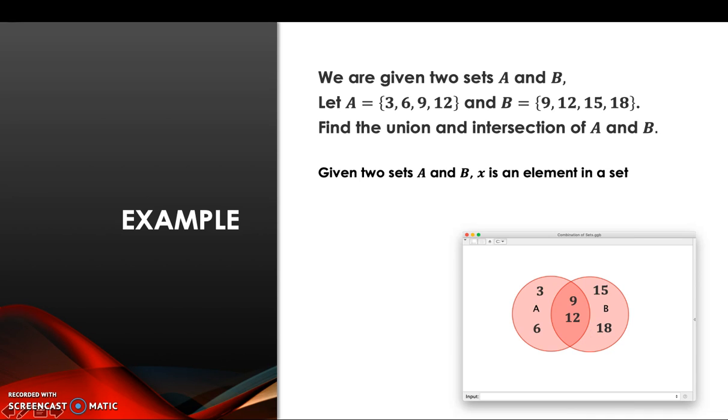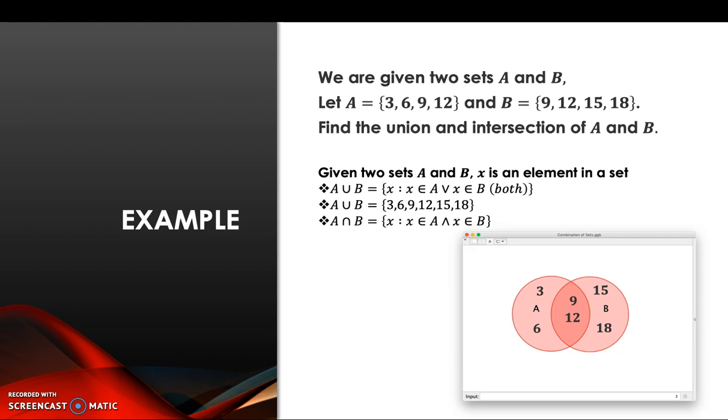So given two sets A and B, X is an element in a set. For the union, we would have A union B is {X such that X is in A or X is in B or both A and B}, which is {3, 6, 9, 12, 15, 18}. And for the intersection, we would have A intersect B is {X such that X is in A and X is in B}, which is {9, 12}.